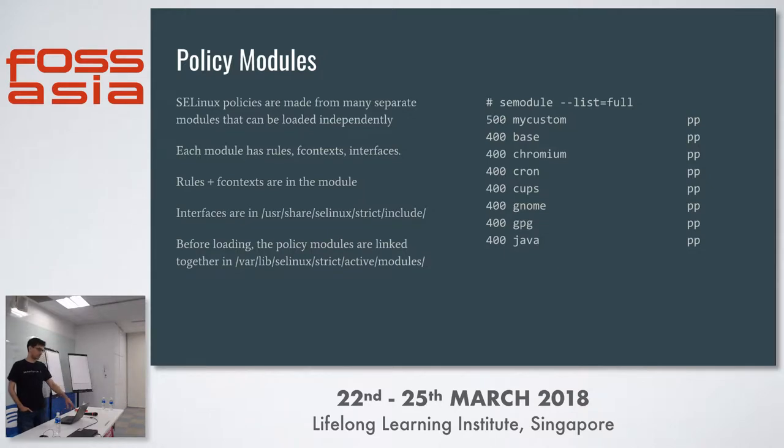If you do list full, you'll see the different priorities. So if you want to override one of the system policies that's loaded at level 400, if you wanted to take, like, cron and add another rule to it, you could take the policy, keep the same name, add your own rules to it, and load it at level 500. Then it would mask the level 400 one when it gets loaded in.